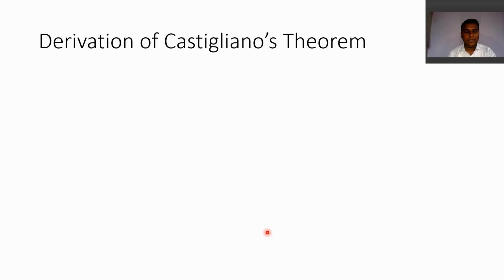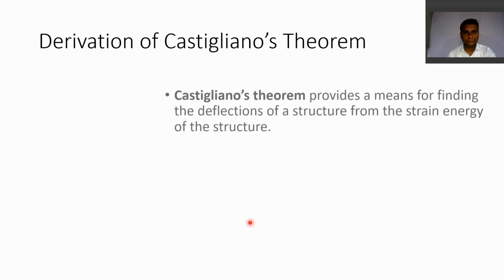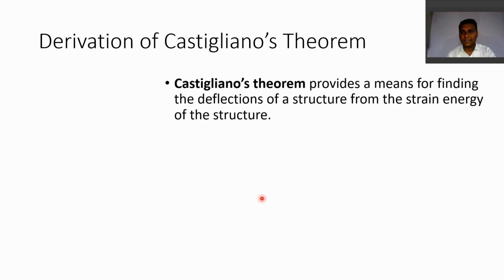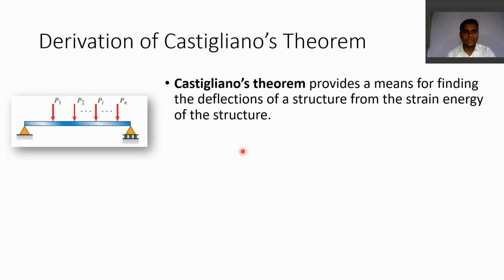Basically, when we are using this Castigliano's theorem to find out the deflection, particularly it is called Castigliano's second theorem, which provides for finding the deflections of a structure from the strain energy of the structure. To understand the concept of this theorem, let us see one example of a simply supported beam.